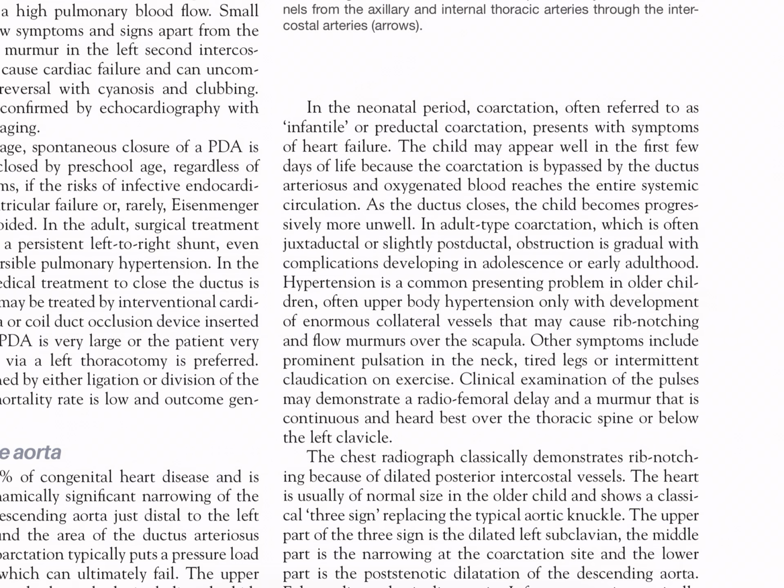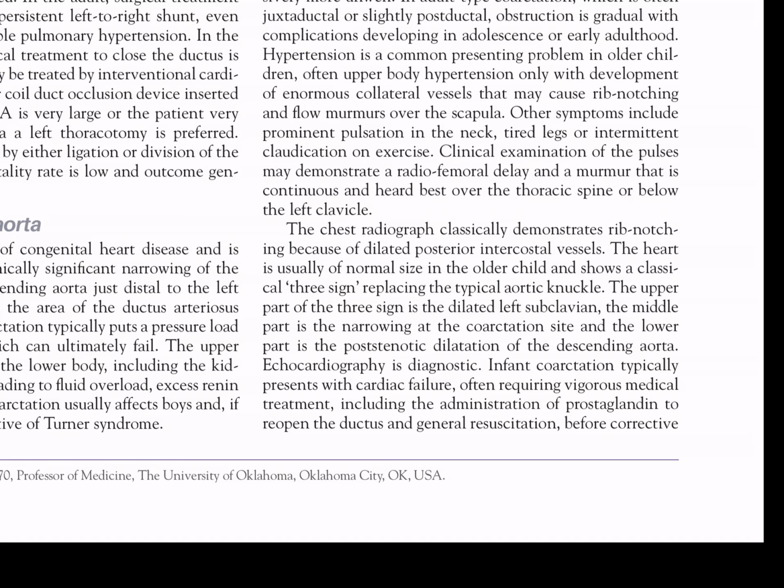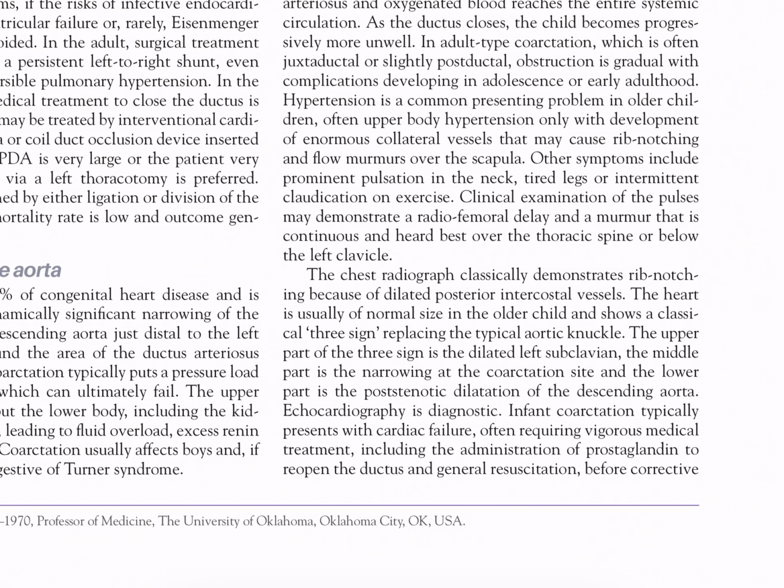Clinical examination of the pulses may demonstrate a radiofemoral delay and a murmur that is continuous and heard best over the thoracic spine or below the left clavicle. The chest radiograph classically demonstrates rib notching because of dilated posterior intercostal vessels. The heart is usually of normal size in the older child and shows a classical 3 sign replacing the typical aortic knuckle. The upper part of the 3 sign is the dilated left subclavian. The middle part is the narrowing at the coarctation site, and the lower part is the post-stenotic dilatation of the descending aorta. Echocardiography is diagnostic.